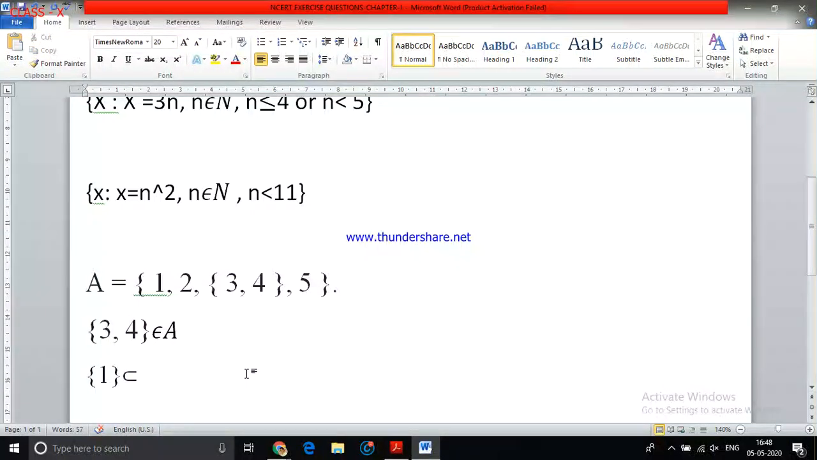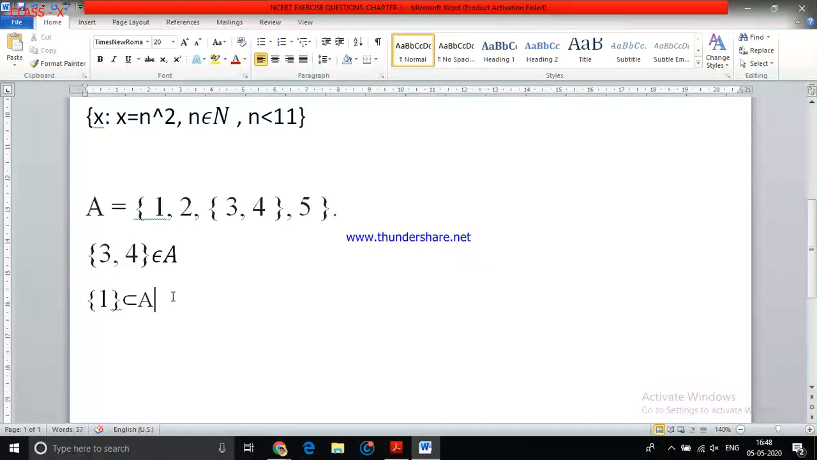Okay, so 1 is an element of A, because 1 is a part of the set A. If I put it in the curly bracket, I can say it is a subset of A. Now how can I say this?